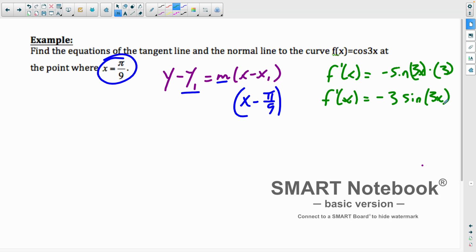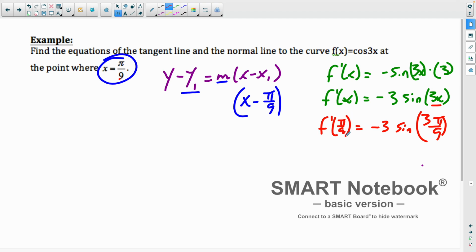Now, when you saw the pi over 9, you might have thought, oh, that's not a very easy one. That's not one of our typical ones. But look what happens when I plug it in. When I plug that in, 3 times pi over 9 gives me pi over 3. And pi over 3 was one of those ones that we could do.